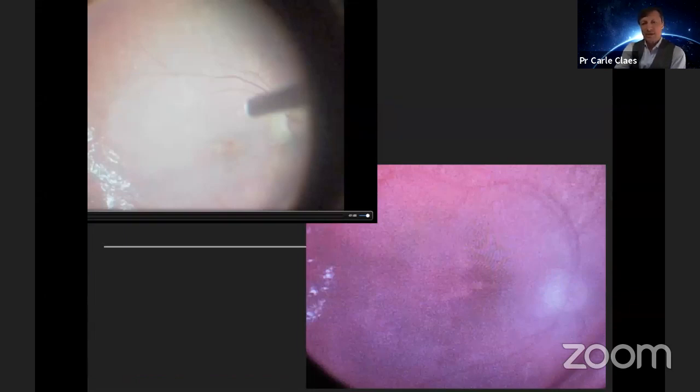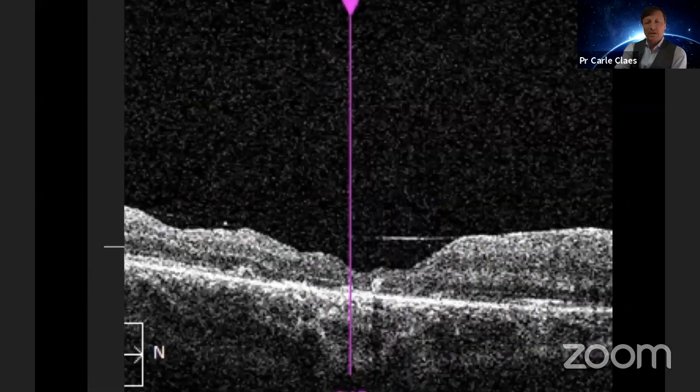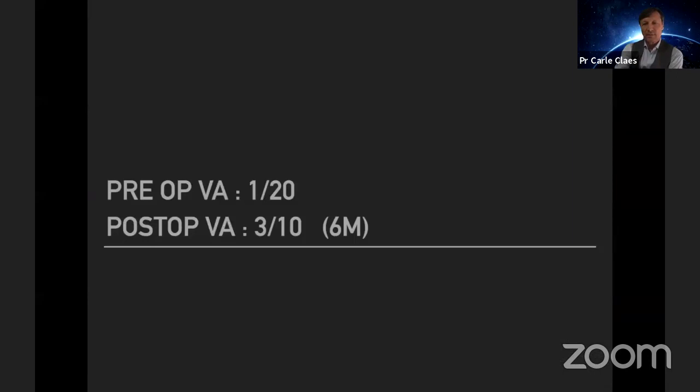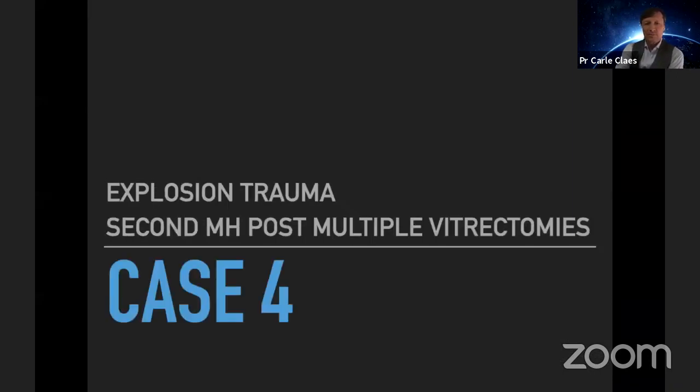This is the picture at the beginning and the end of the surgery. Again, this is the OCT 1 day after the surgery. You see that the silicone oil is not really touching the macular hole, and it's my experience that it's not really necessary; it's enough to reduce the turbulence of the fluid around the hole to have it closed. And we see that there's already a nice restoration of the coastline in this OCT. Visual acuity improved to 3 on 10 at 6 months follow-up.